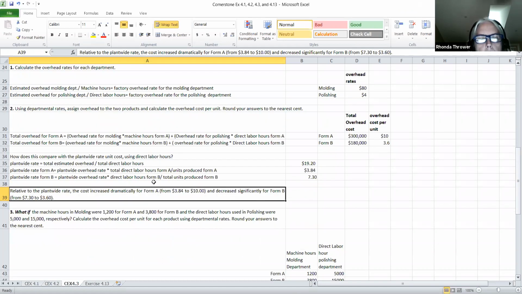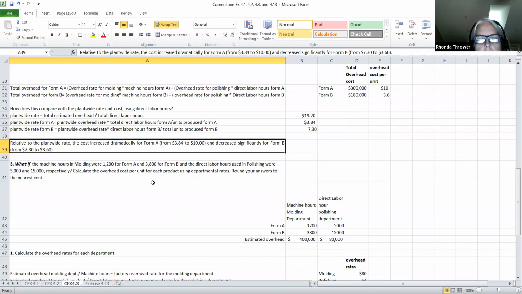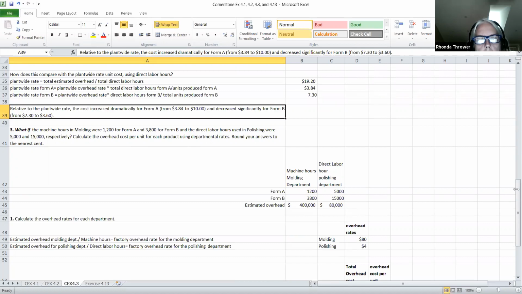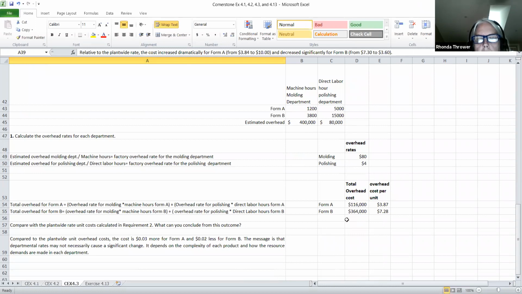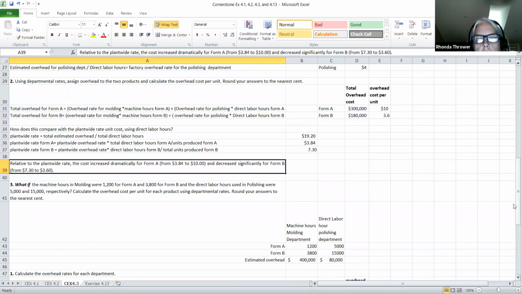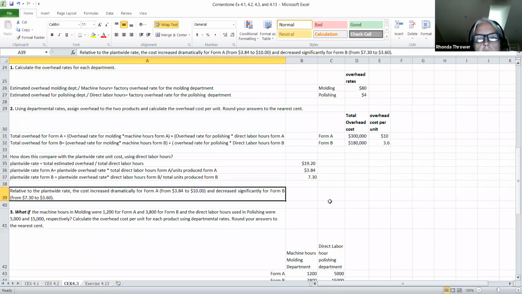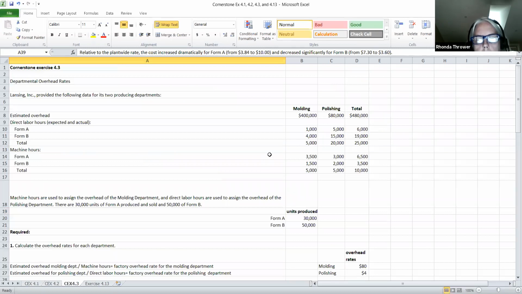And then part 3 is just yet another what-if analysis. It's basically the same thing that you were doing up above. It's just that you're using different machine hours now. So it's really the same thing that we did up above. And they're going to ask you to compare it just like we did before. So I think I've shown you enough about these two to at least get you started on your homework problems.